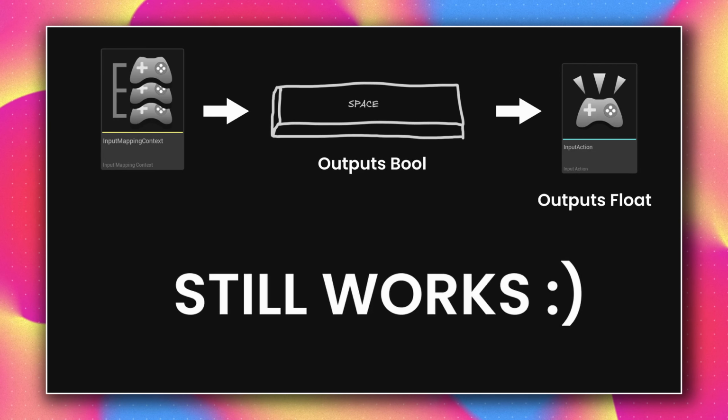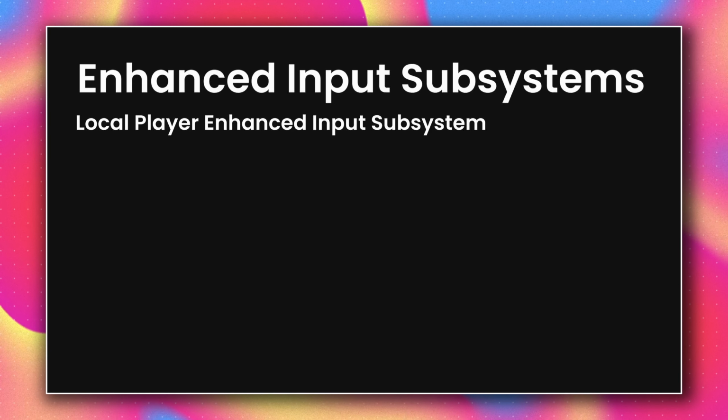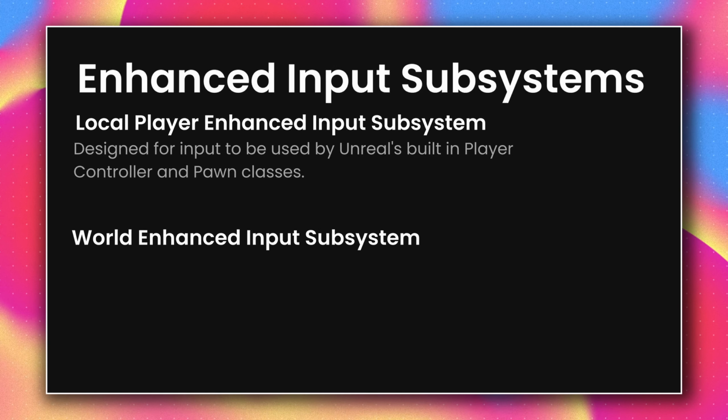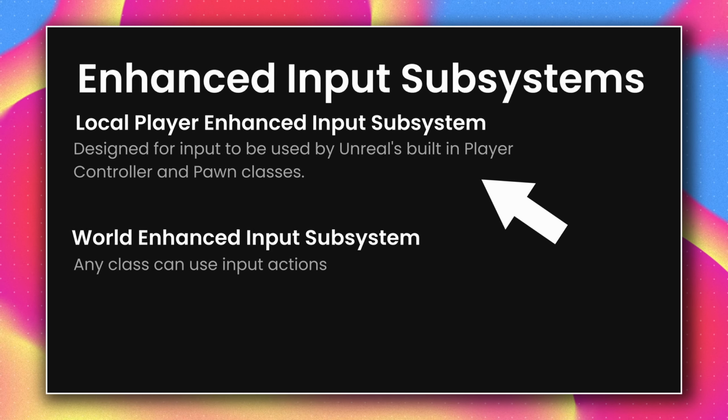Before we can start creating inputs, there's one more concept that's worth briefly mentioning. To use a mapping context, we need to register it with one of Enhanced Input's subsystems. The local player subsystem is the default, and it's the one you'll use for pretty much everything. Input is designed to flow through a specific player controller and pawn, but there's also the world subsystem, in which input isn't tied to any particular player. Instead, actors in the world can register themselves to receive input directly. Epic's documentation recommends that you use the local player subsystem if you're ever making a game that's utilizing the player and player controller classes. And we're going to be using the local player subsystem.